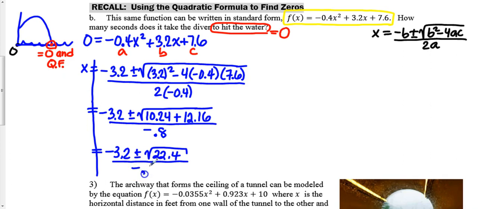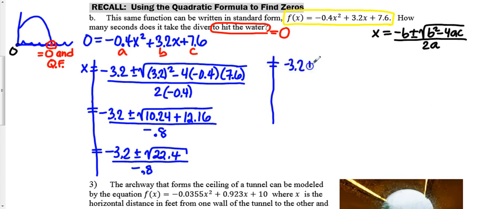Still all over negative 0.8. Notice how I've kept it. The fraction has stayed together from step to step. There's no other simplifying I can do here other than now actually take the square root. So let's take the square root of 22.4. I'm out of space here, so I will start a new line.